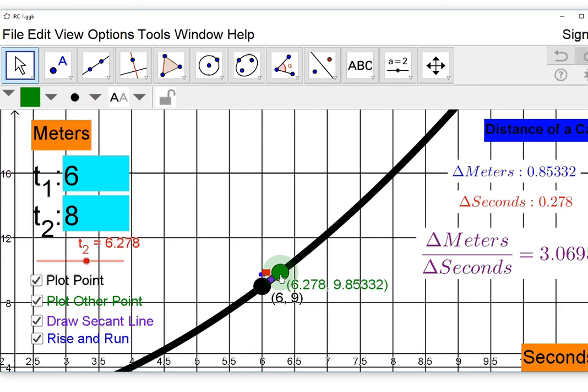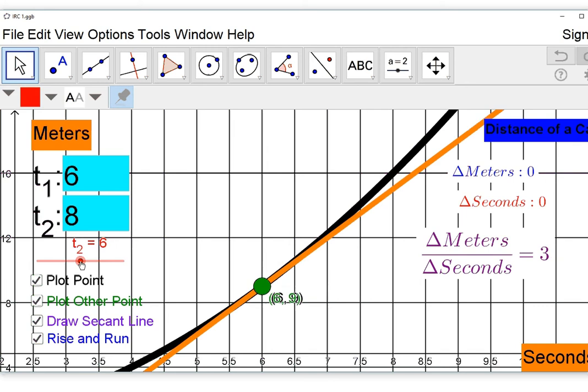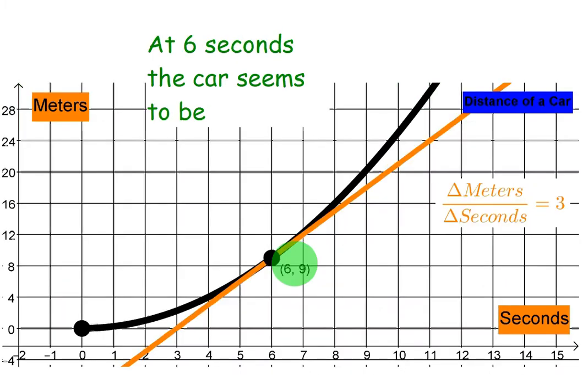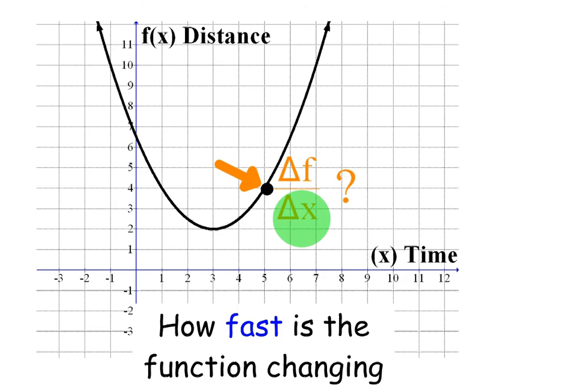So I'm going to drag this green point closer and closer to the black point. Now we can see our change in meters is about half, and it's within 0.1 seconds. So the thing is, if we can get this point almost exactly to the black point, it will give us a pretty good approximation of how fast the car is going. And in fact, if we put the point right over top of 6 seconds, we can figure out exactly how fast it's going. In fact, we can show that it's going 3 meters per second at time t equals 6. So that's a great illustration, but how can we do this practically by ourselves? That's what we're going to learn in this lesson.